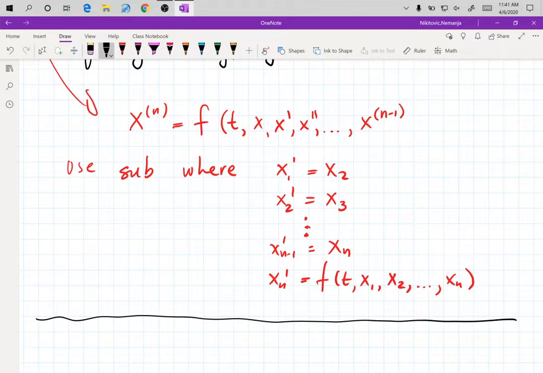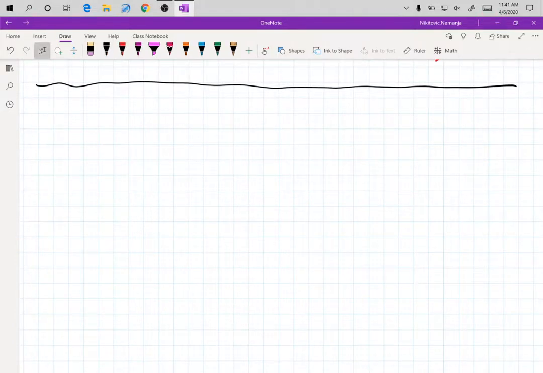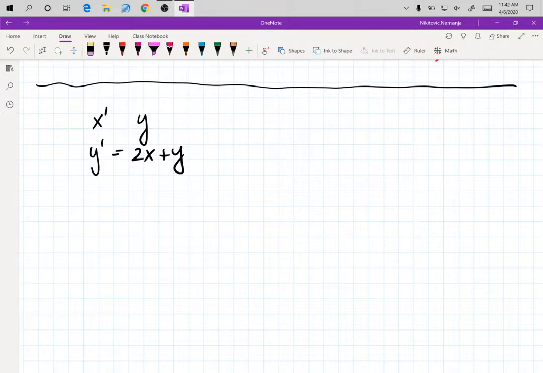Now, obviously, one of the best examples that we can follow to start this off is to see this work on the stuff that we already know. So we're going to take a look at a very basic system where you have your x prime equal to, let's say, y, and your y prime is equal to 2x plus y. All right?